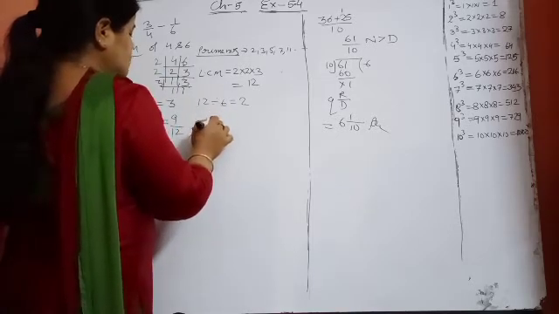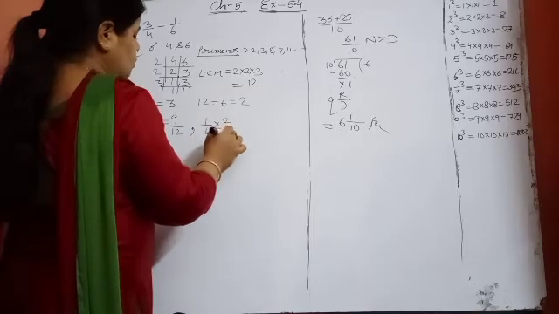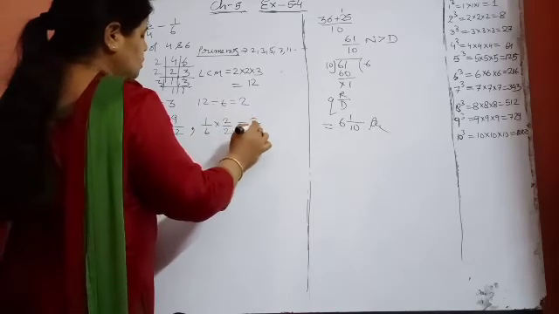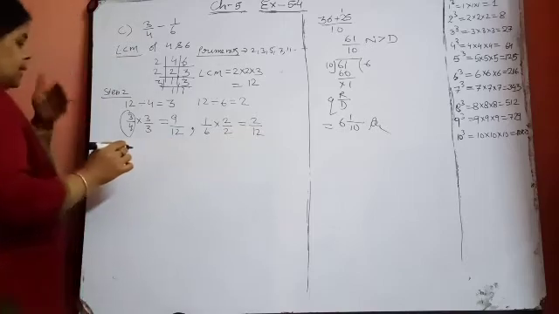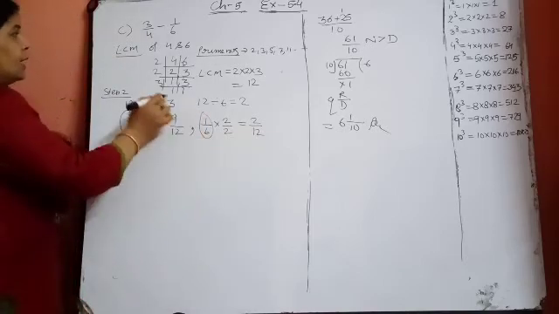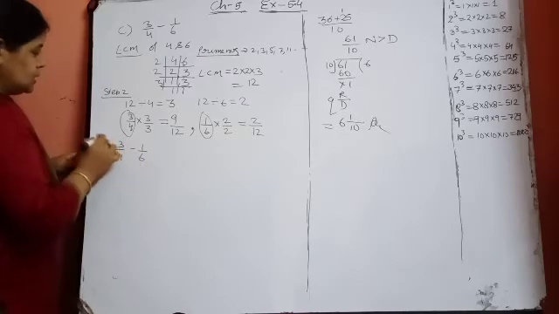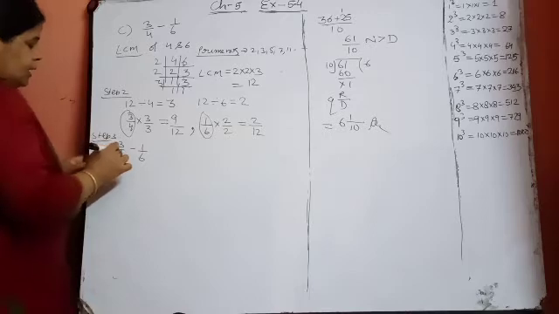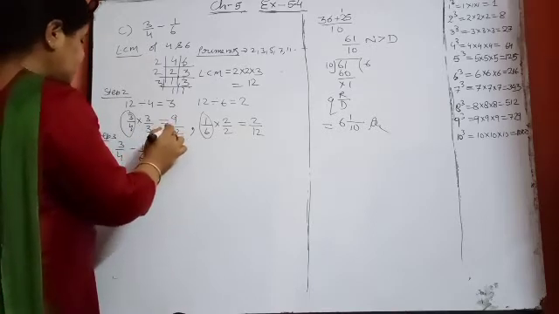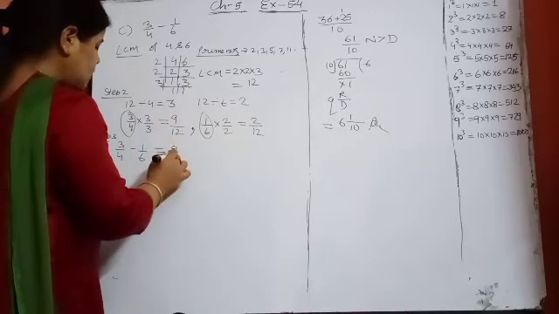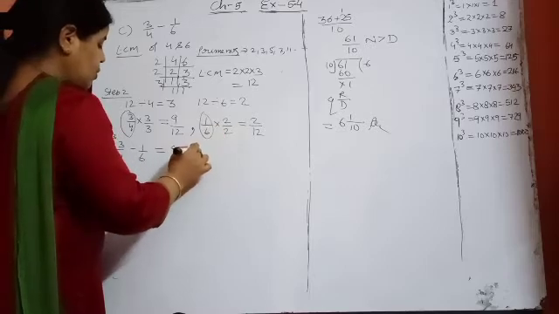When divided by 6, what did you get? 2. 2 upon 2. 2 times 1 is 2, 6 times 2 is 12. Okay. Now write the question. 3 upon 4 minus 1 upon 6. Step 3. Okay. In place of 3 upon 4, what will you write? 9 upon 12 minus 2 upon 12.